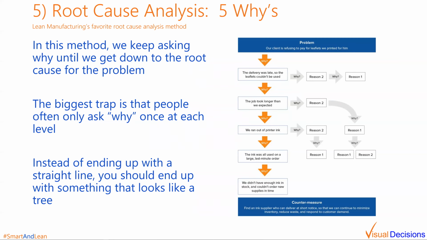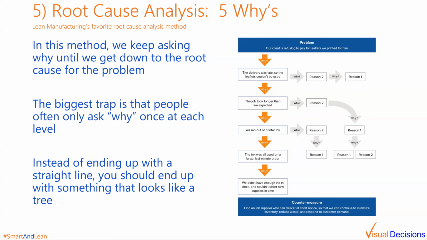5Y is easily the most common type of root cause analysis done in lean manufacturing environments. In this method, we keep asking why until we get down to the root cause of the problem. In the example shown, our problem is that the customer's refusing to pay for the leaflets we printed for them. Our top level reason is that the delivery was late, so the customer could not use the leaflets. Instead of settling for that answer, though, we can continue to ask why.